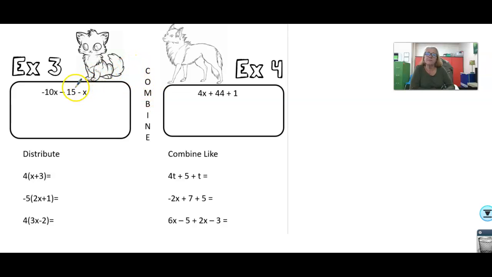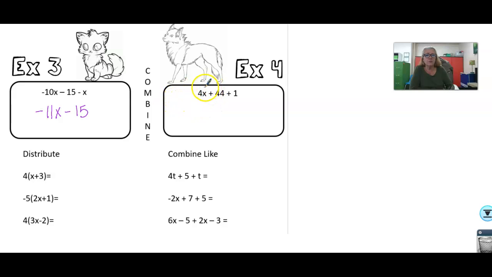At the bottom, we are going to combine like terms. Here we always start with the variable term because we always want the variable term to be first. All right. So we look at the x's here. We have -10x and -1x. -10x plus -1x is -11x. There is no other term to combine with the -15, so we just leave it -15.